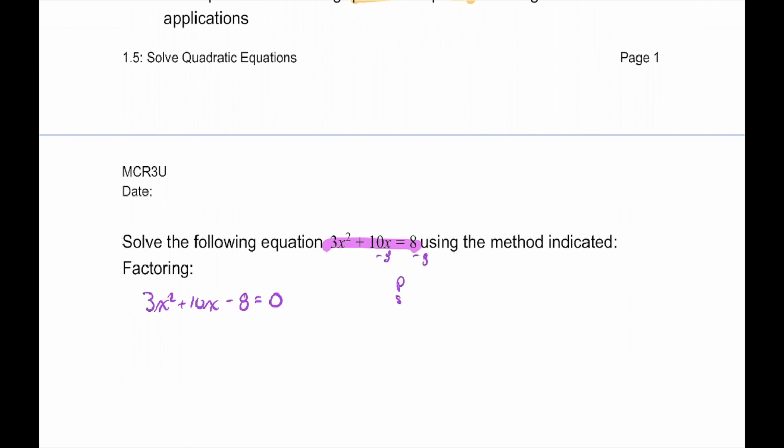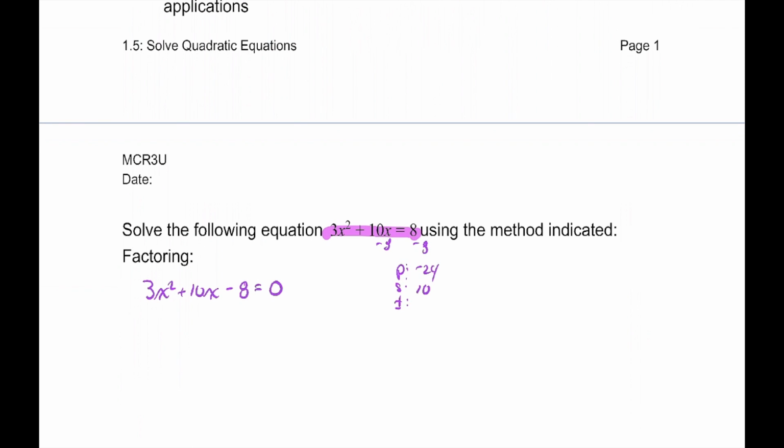So here we do PSI, product sum integer. The product is negative 24 and needs to add up to a positive 10. So the integers here are going to be 12 and minus 2. So I need to break the plus 10x up. So we get 3x squared plus 12x minus 2x minus 8 is equal to 0.